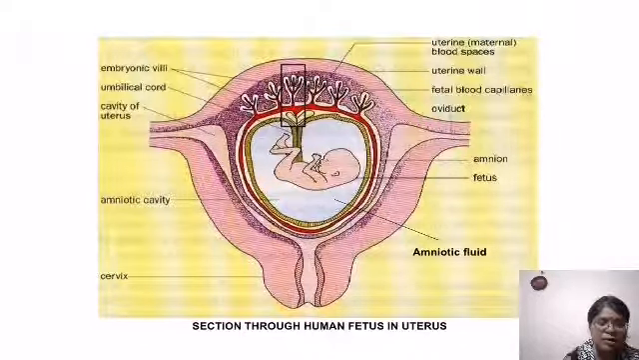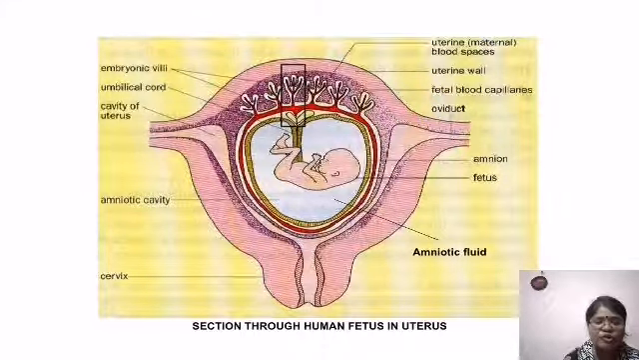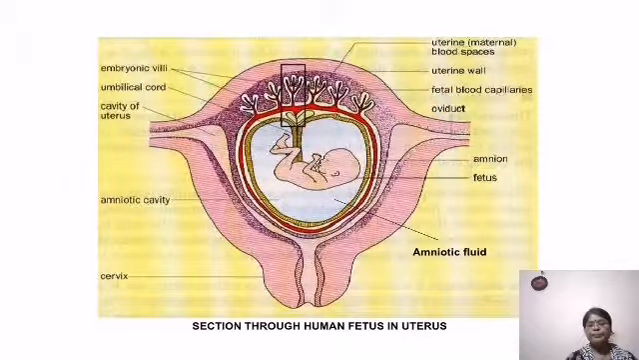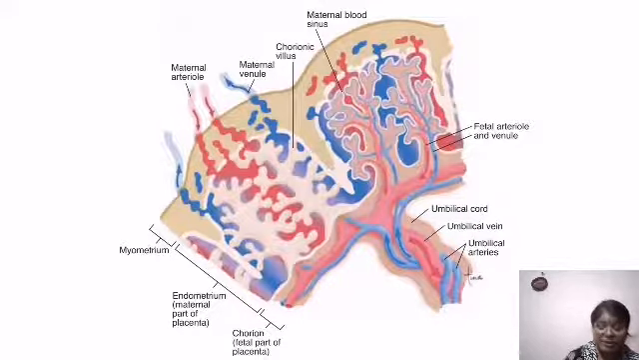And your allantois has not a major role, but just helps in taking out the waste, and it becomes part of your umbilical cord. This is the cord by which the child is connected with the mother. So you can see here this is your umbilical cord. Now you can see this diagram which shows the structure of the placenta.